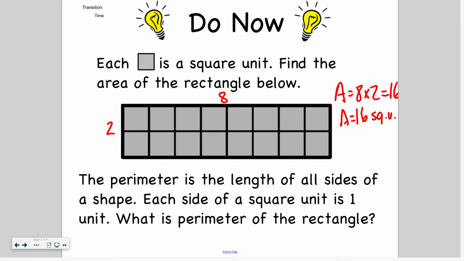Okay, so if the top is 8, that means this bottom side is 8 as well. And if the left is 2, the right side is also 2 units long or wide. So to find the perimeter, I would add all of this up. 8 plus 8 plus 2 plus 2. And when I add it up, I know that 8 plus 2 is 10, and 8 plus 2 is 10, so it's 10 plus 10, and that gives me 20 units. So the perimeter of this rectangle is 20 units.